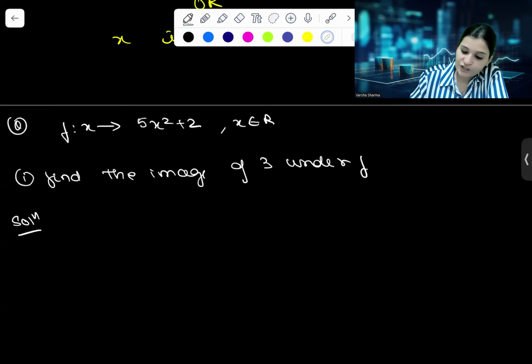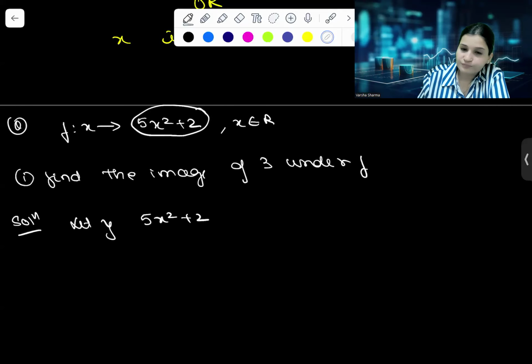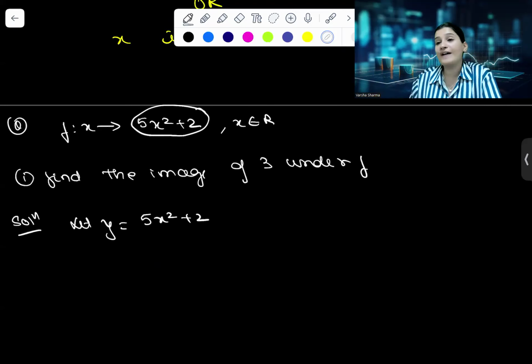So first, from the question, this is 5x square plus 2 is y, yes or no? Yes, ma'am. So I want to find the image of 3. That means I want to find out the value of y when x is 3. Do you understand this? Yes, ma'am.